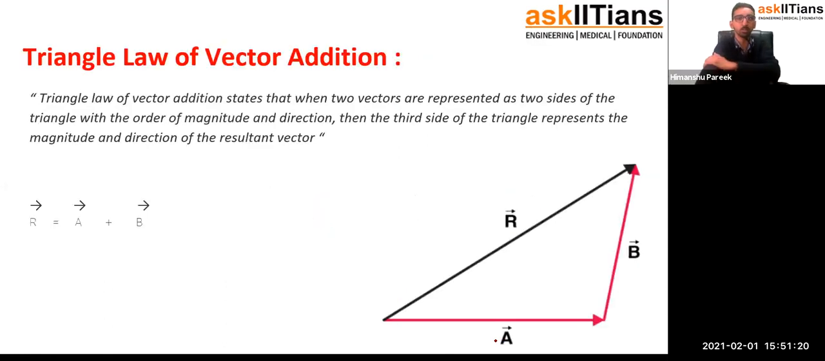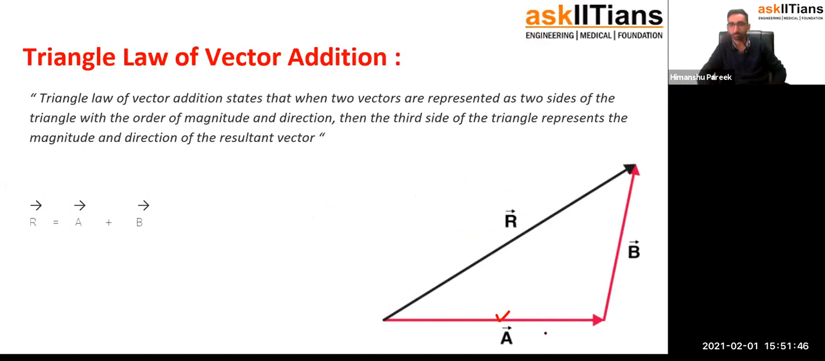Let us begin now with the first law. I am going to teach you today two laws which are related to vector addition. First is the triangle law of vector addition. Now, what does it say? Let us try to understand this law. Suppose you have two vectors. You can consider this pink colored vector. This is vector A. And you look at the arrow also.